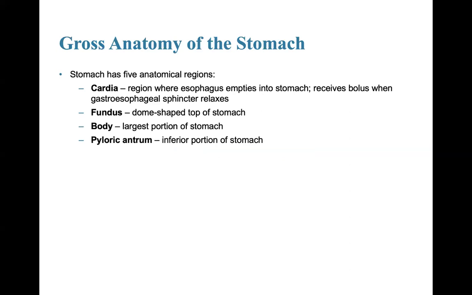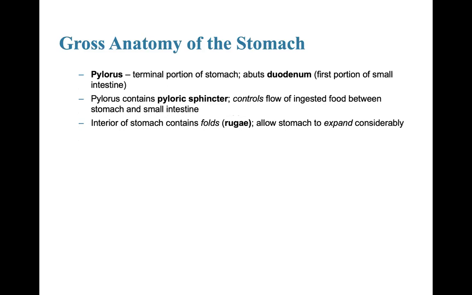The stomach is going to have 5 anatomical regions. The cardia, this is the region where the esophagus enters into the stomach and receives the bolus from the gastroesophageal sphincter when that relaxes. The fundus is the dome-shaped body of the stomach. The body is the largest portion, and the pyloric antrum is the inferior portion of the stomach. The 5th area is the pylorus.